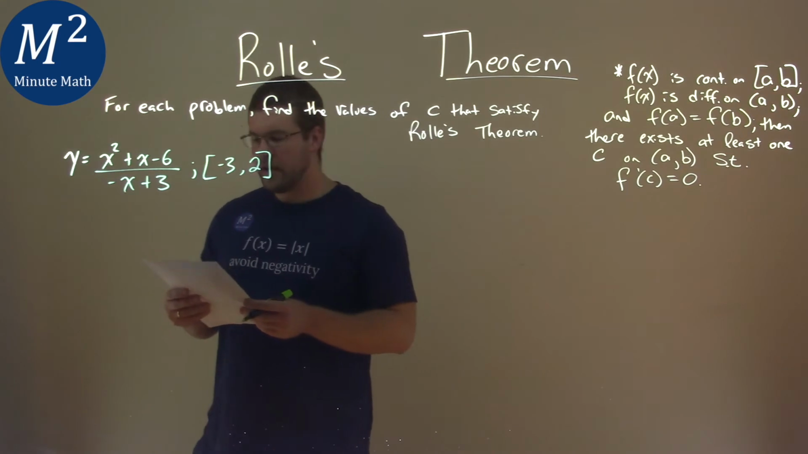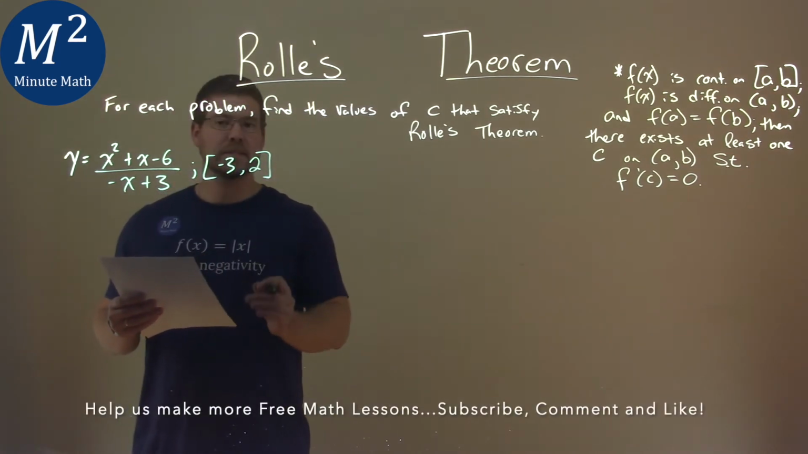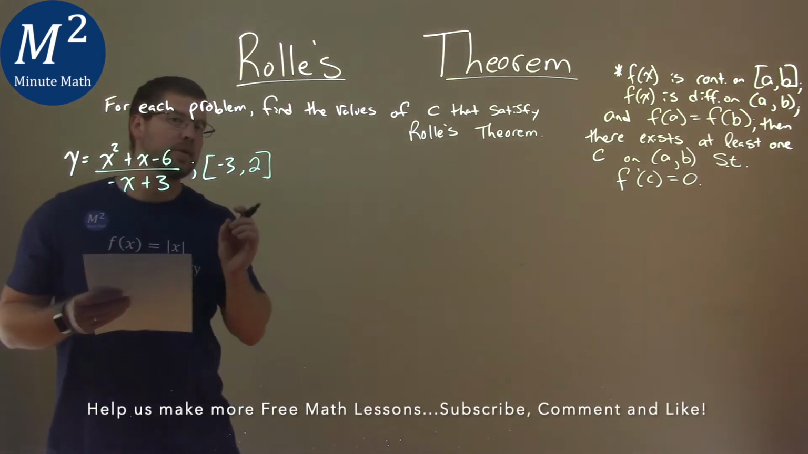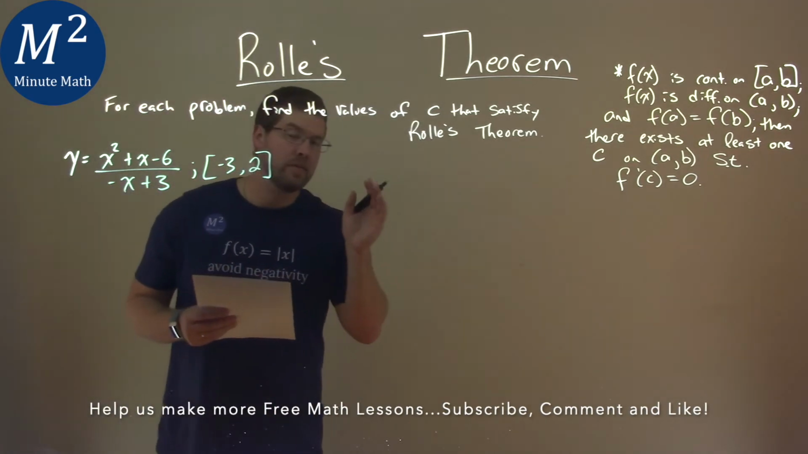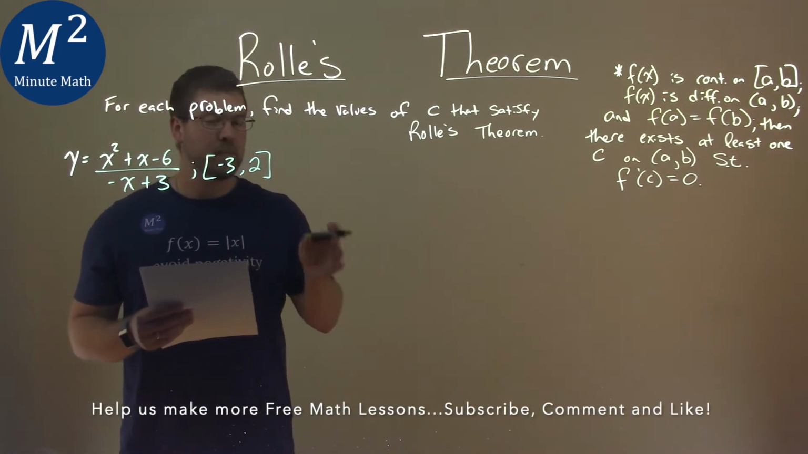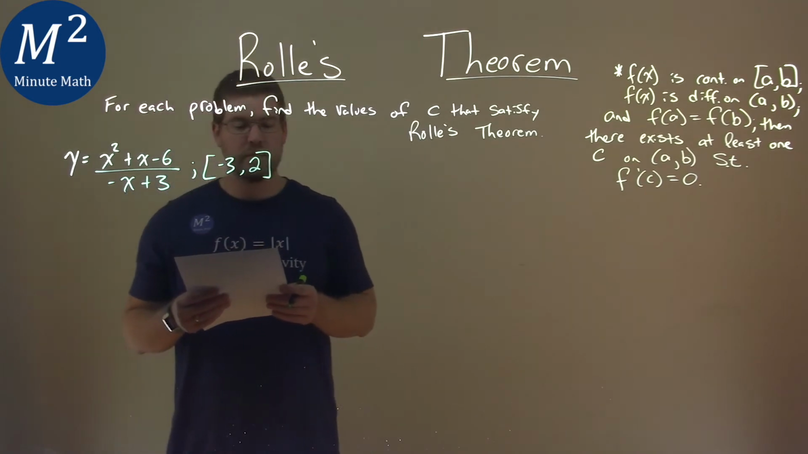We're given this problem right here. y equals x squared plus x minus 6 over negative x plus 3, and we want to find the values of c that satisfy Rolle's theorem on our interval from negative 3 to positive 2.